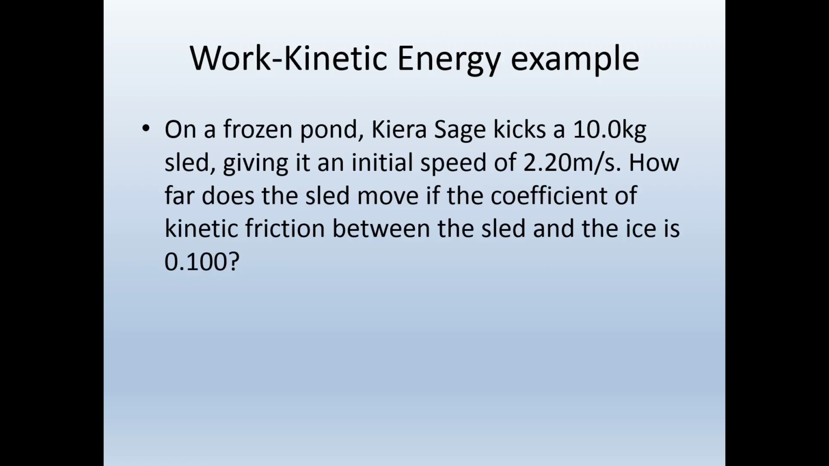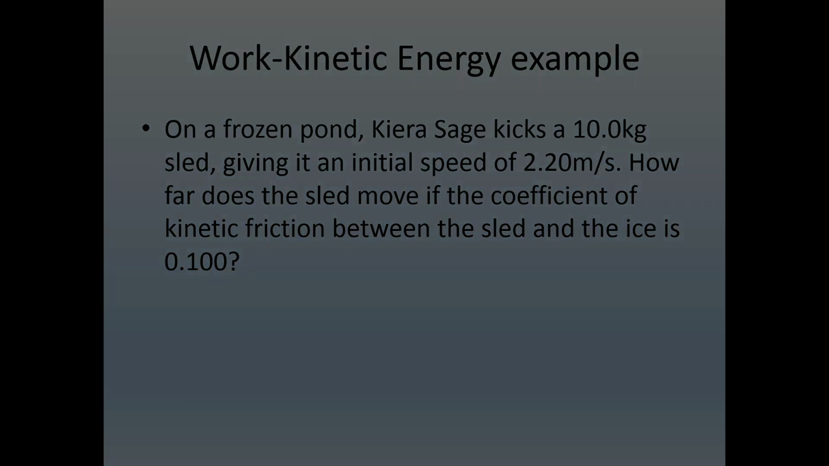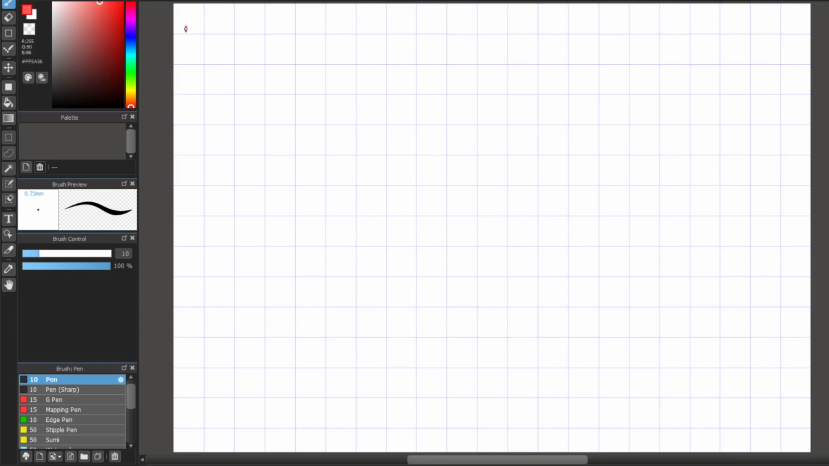Let's try out an example using the work kinetic energy theorem. On a frozen pond, Kira Sage kicks a 10.0 kilogram sled given an initial speed of 2.20 meters per second. How far does the sled move if the coefficient of kinetic friction between the sled and the ice is 0.1? Let's start with known information. The mass is 10.0 kilograms, initial velocity is 2.20 meters per second, and the coefficient of friction is 0.1. Lastly, the final velocity is going to be 0 meters per second.